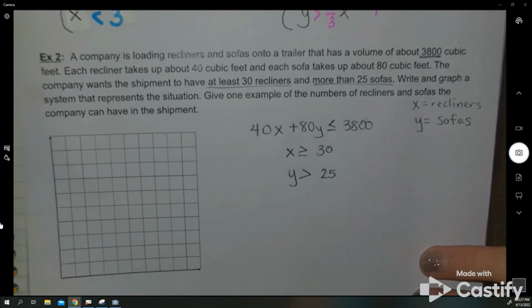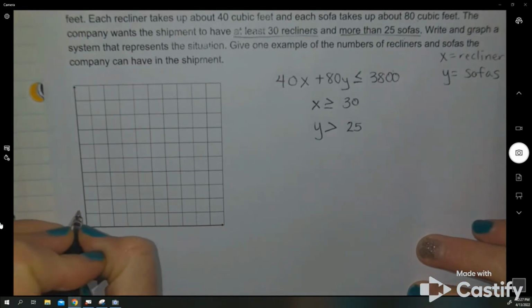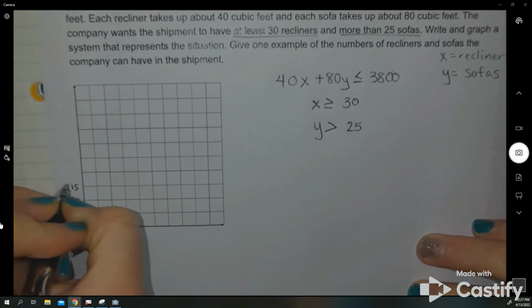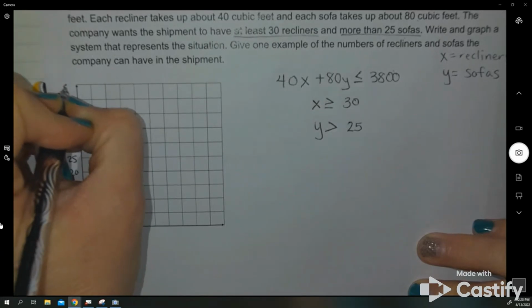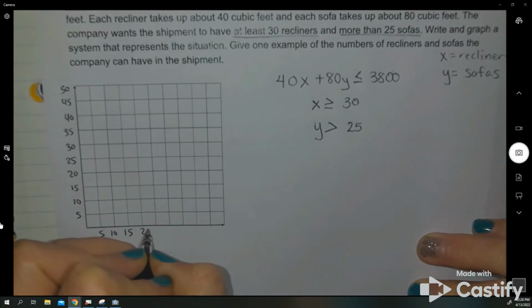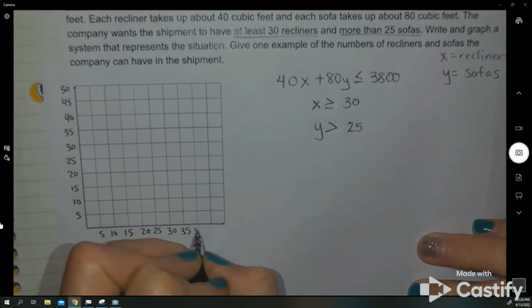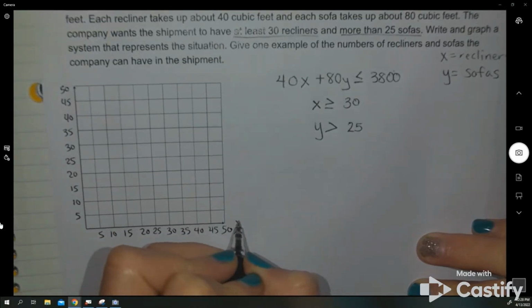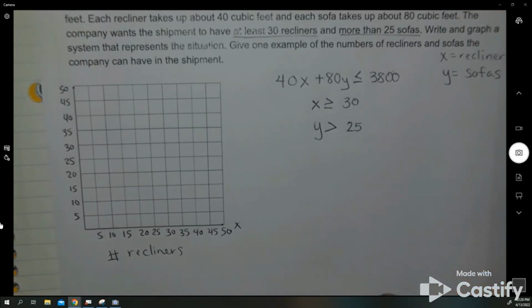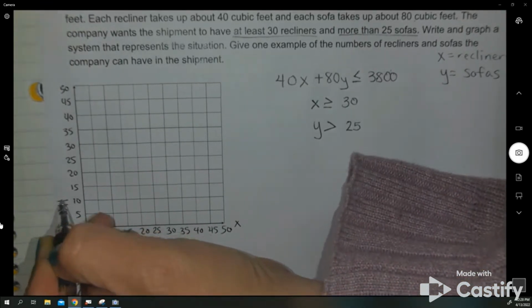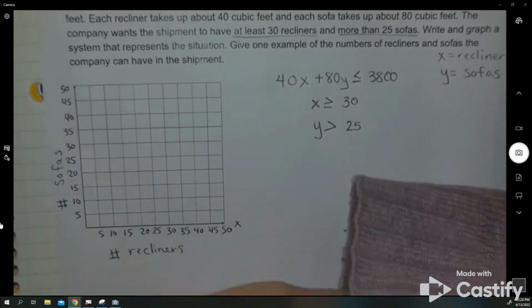So I'm going to graph 3 lines on this one set of axes, and I'm going to label each axis by 5s. So for x and y, I'm going to count each one by 5: 5, 10, 15, 20, 25, 30, 35, 40, 45, and 50. This is our x-axis, so this is talking about the number of recliners. And the sofas are the y-axis, so we've got the number of sofas on the y-axis.